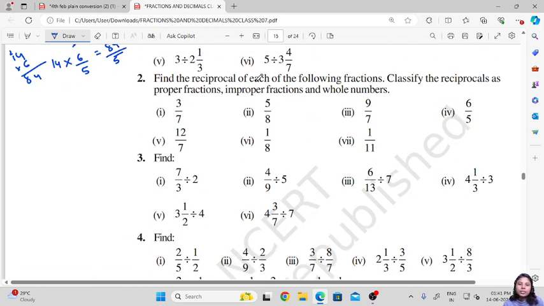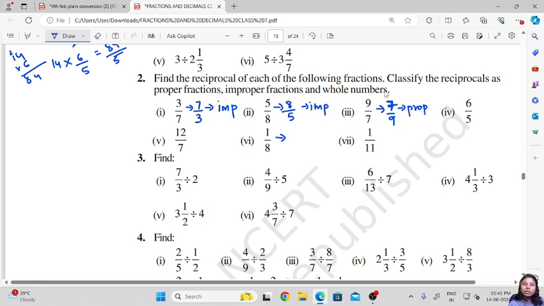Then find the reciprocal of each of the following fractions and classify the reciprocals as proper fractions, improper fractions and whole numbers. So first here we find the reciprocal. So we'll get 7 upon 3. So this is an improper fraction. Okay. Next, this will be 8 upon 5. Again, this is an improper fraction because the greater number is in the numerator. Here we come to 7 upon 9. Now this is a proper fraction. Why? Because the number in the numerator is smaller than the number in the denominator.